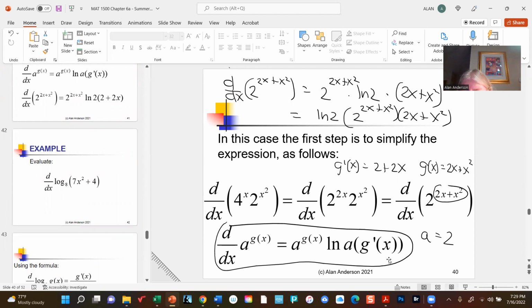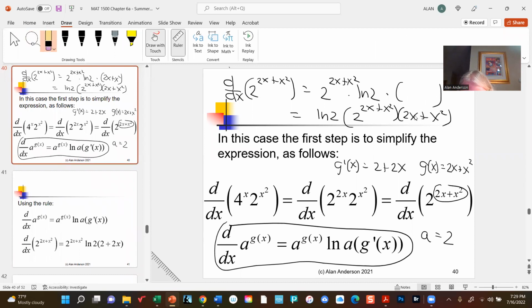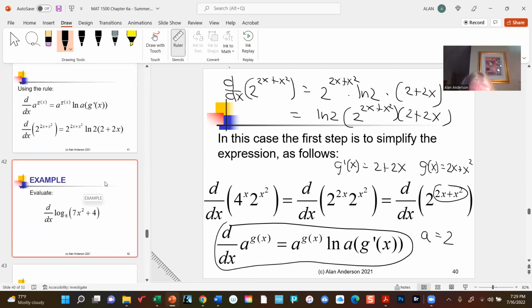Oh, I just realized I copied the wrong thing. Sorry, hold on one second. Right here, this is g prime of x. I copied the wrong thing here. This is g of x. G prime of x is 2 plus 2x. There we go. Now we're good. Okay. Man, what else?